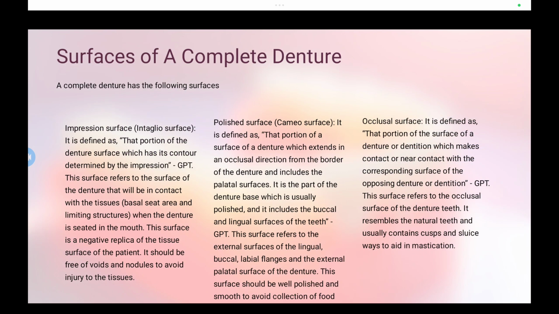Occlusal surface. It is defined as that portion of the surface of a denture or dentition which makes contact or near contact with the corresponding surface of the opposing denture or dentition. This surface refers to the occlusal surface of the denture teeth. It resembles the natural teeth and usually contains cusps and sluiceways to aid mastication. In short, the occlusal surface involves the occlusal contacts of the artificial teeth.